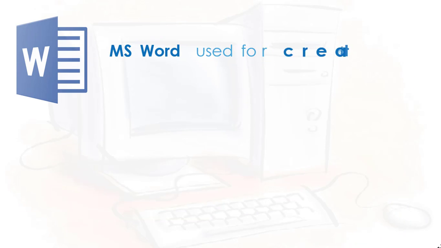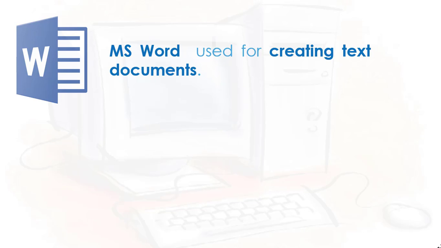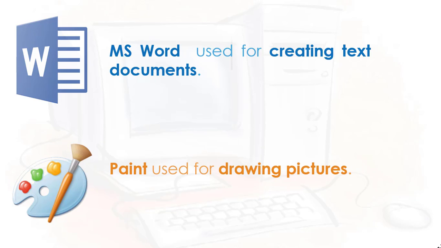Other software programs are Microsoft Word, which is used for creating text documents. If we are typing using a keyboard and want to make a document, then we use MS Word. Paint is used for drawing pictures. If I want to draw something on a computer system, I must have software named Paint. These software programs are already installed in the computer system.